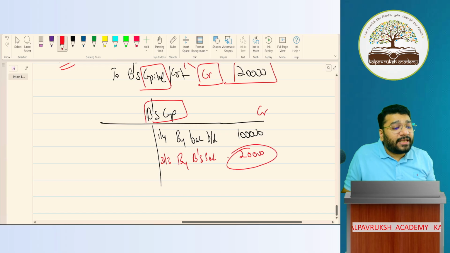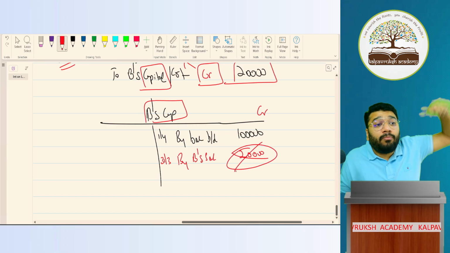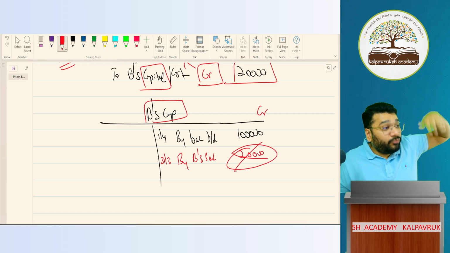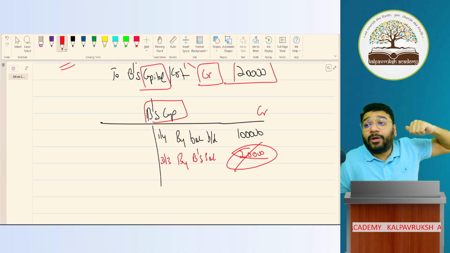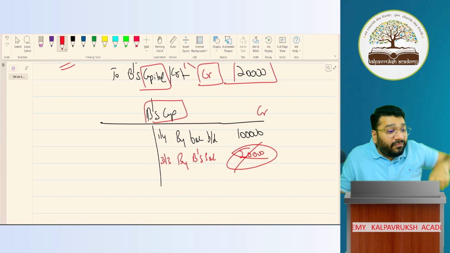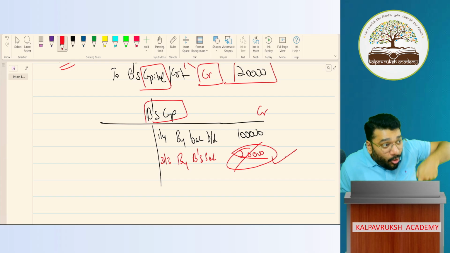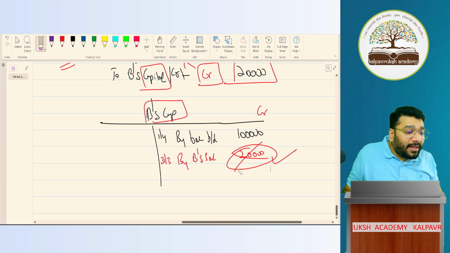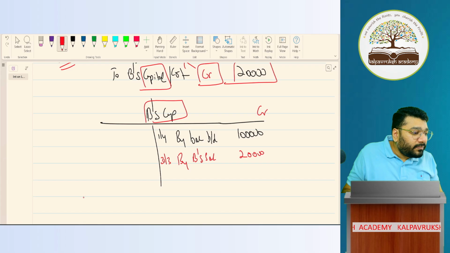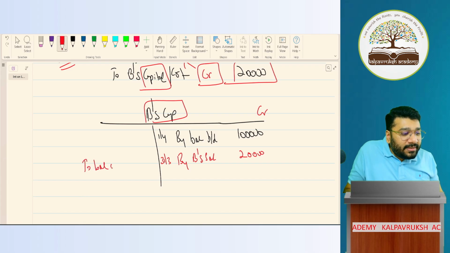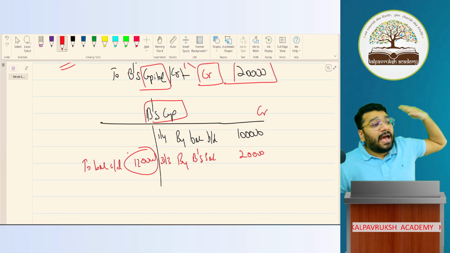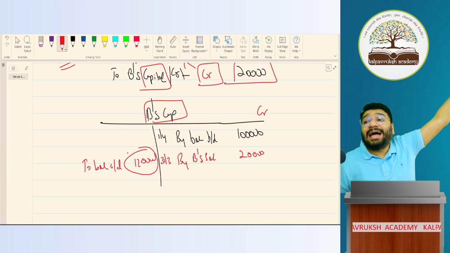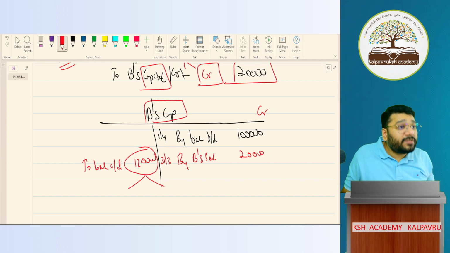Before the salary transaction, if this was not there, how much should I pay to the partner? If today the business is closing up, how much should I pay to the partner? 1 lakh. After the salary transaction, now how much should I pay to the partner? 1,20,000. So now what is my closing balance? To balance carried down 1,20,000. Which means in future, I have to pay 1,20,000 to the partner.